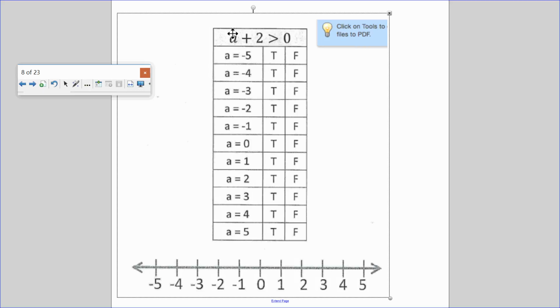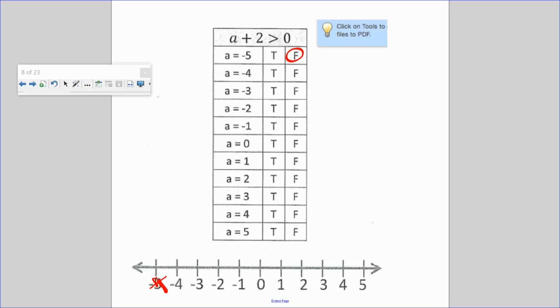Negative 3. Is that bigger than 0? I don't think so. False. So we know negative 5 cannot be part of it. Negative 4 plus 2. That's negative 2. Is that greater than 0? False. So let's scratch this out. We know that's not possible.